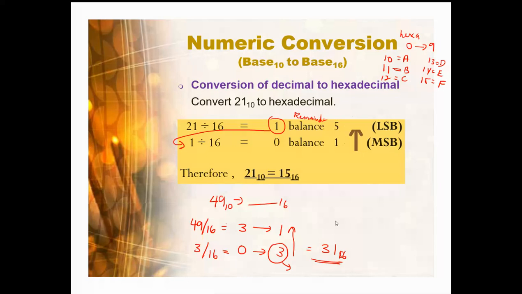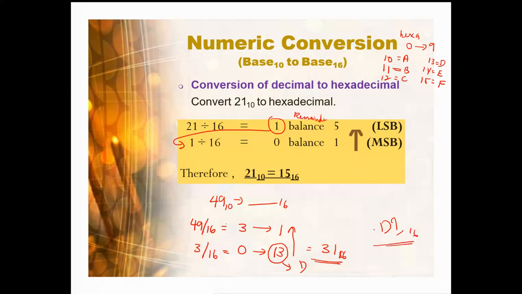So macam saya cakap tadi, if your remainder is more than 10, or 10 and above, your answer you have to replace with the letter. Contohnya kalau kasi remainder here katakanlah 13, not the exact one. For example, this 13 you have to change into D. So your answer should be D1 base 16.